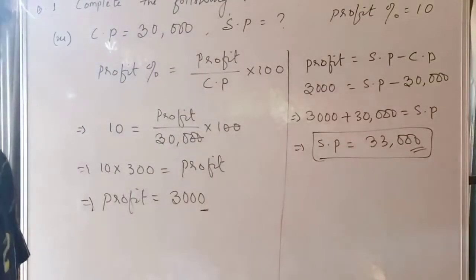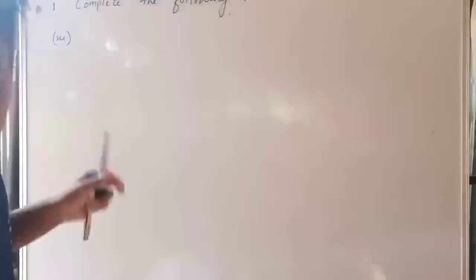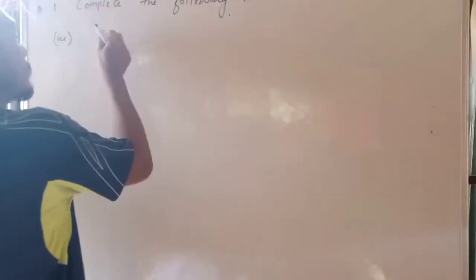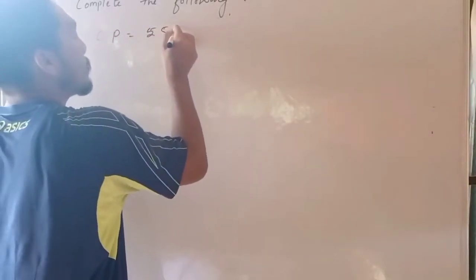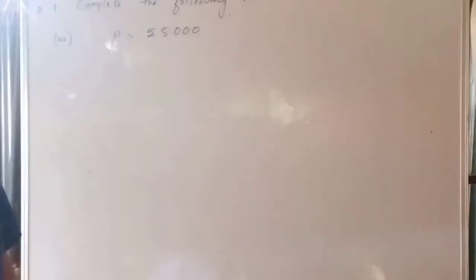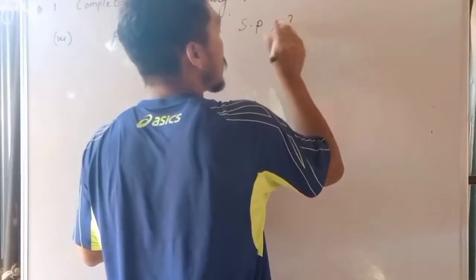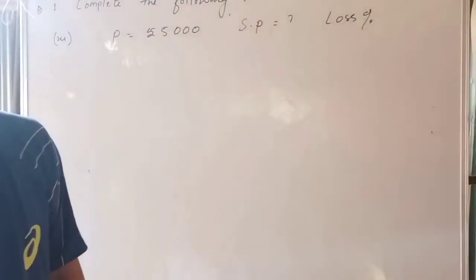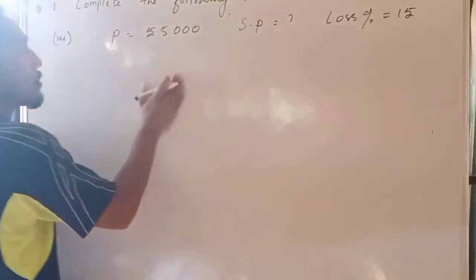Similarly, the next question is Roman number 4. CP is given as 55,000. SP is not given, but loss percent is given. Loss percent is 15%. So let's try to find the loss.